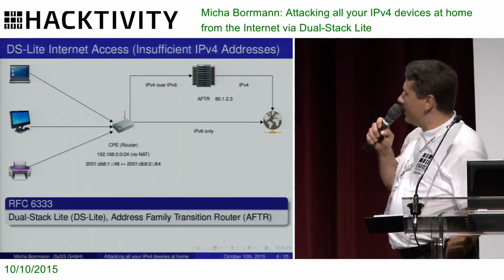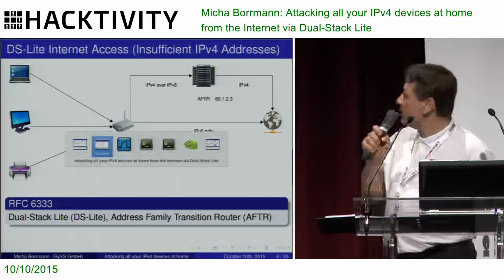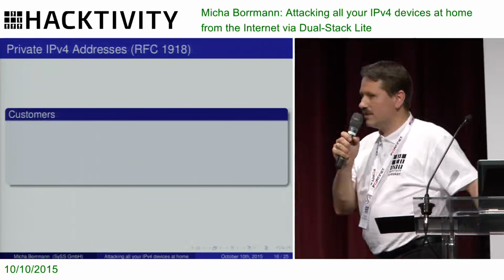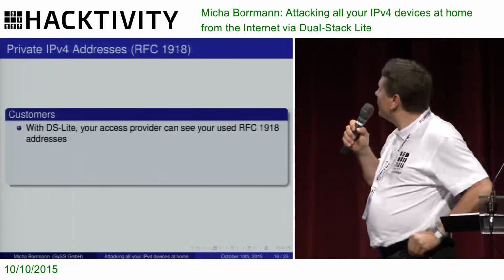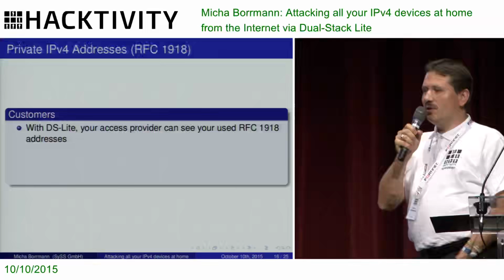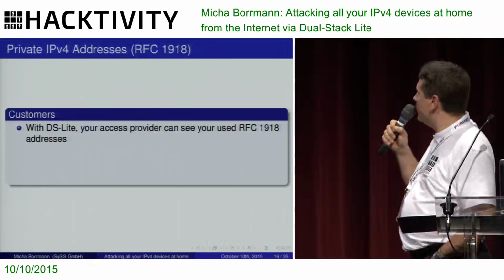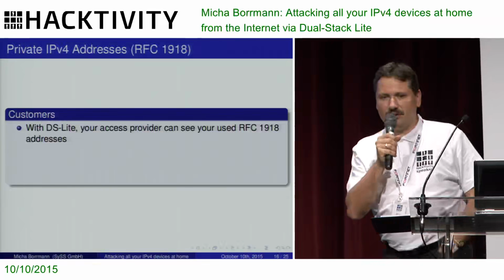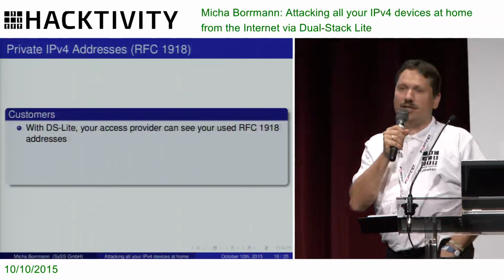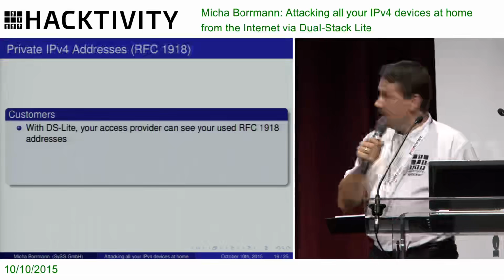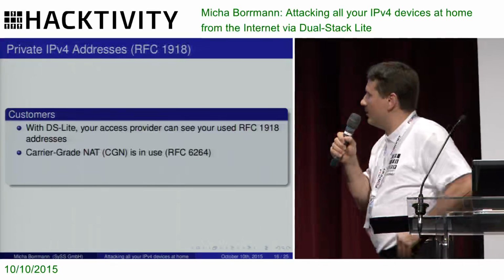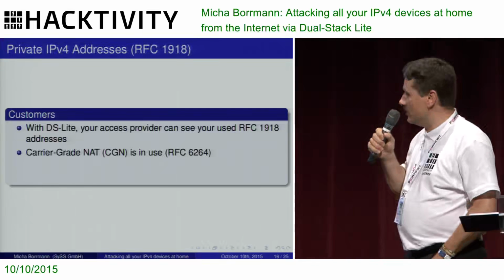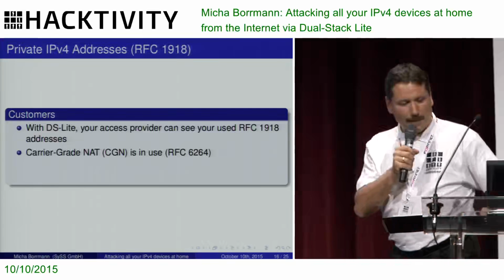And on that way, this tunnel is active. If you're a client and you use Dual Stack Lite, then you can imagine your access provider can see your used private IP addresses, because the router does not work as a network address translation router anymore. It's done by the AFTR, because so-called carrier-grade network address translation, CGN, is used. There's also an RFC for it.